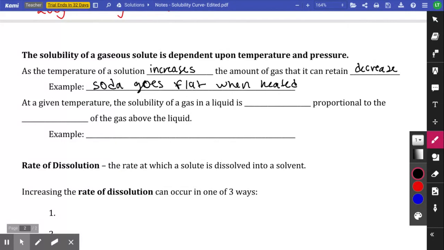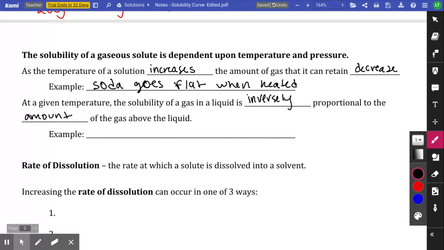At a given temperature, the solubility of a gas is going to be inversely proportional to the amount of gas above the liquid. So what this basically is telling us is that the greater pressure we have, the more we're going to be able to dissolve of a gas. So the higher the pressure, the greater the solubility of a gas.